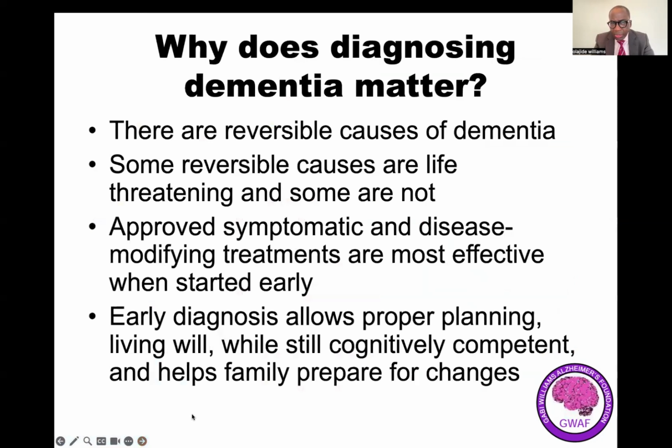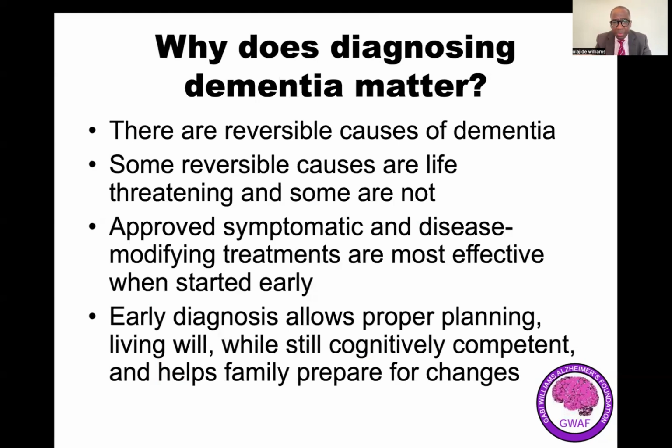Why does diagnosing dementia matter? I should just say that dementia is an umbrella term for cognitive dysfunction, and Alzheimer's disease is one of the most common causes of dementia. However, there are reversible causes of dementia. When an individual has cognitive decline but the cause is reversible, it can be completely cured.